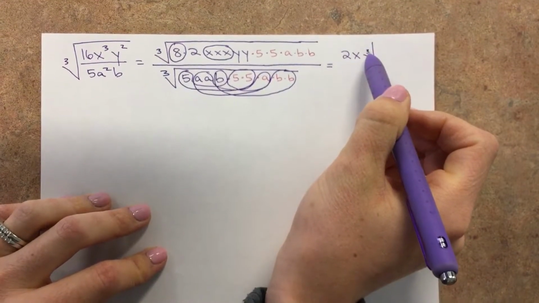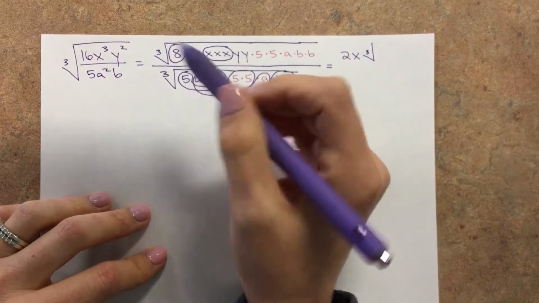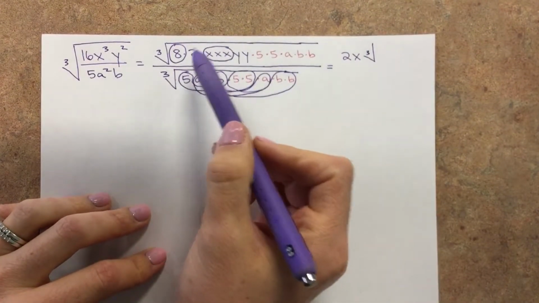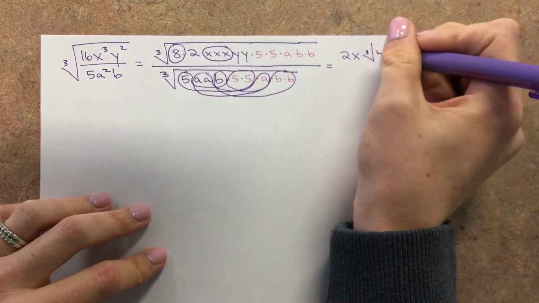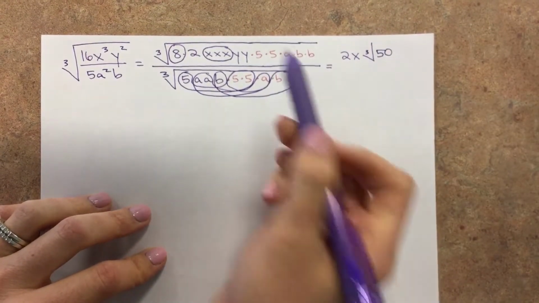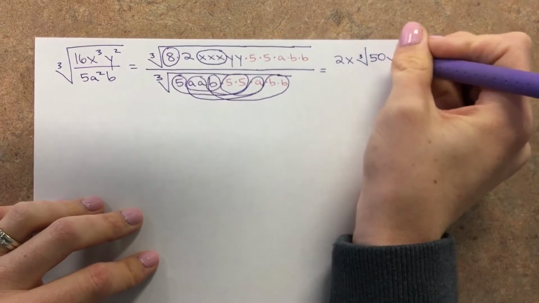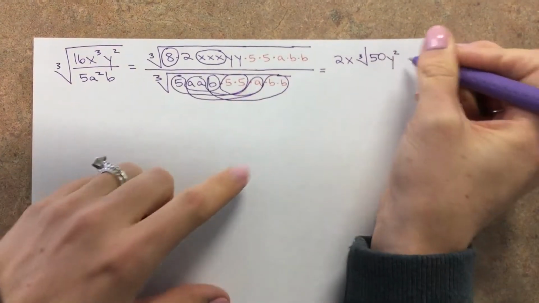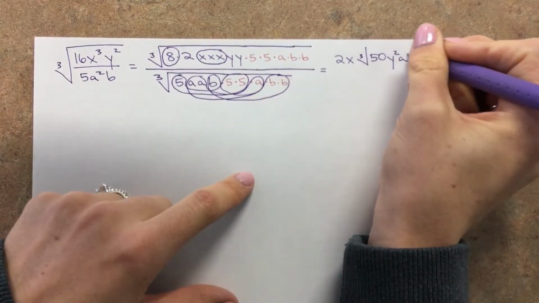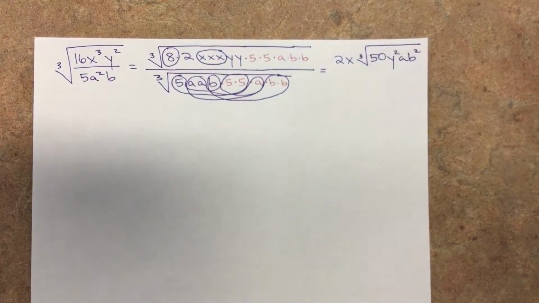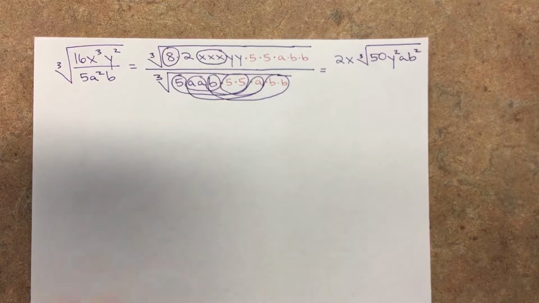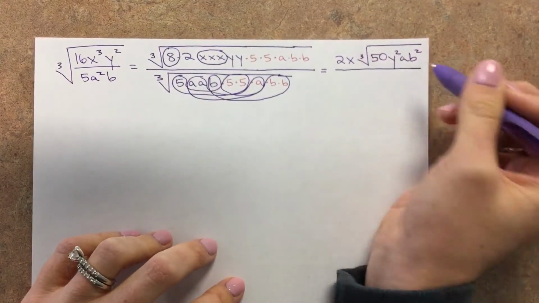Make sure you always still rewrite your index because without the 3, it's a square root, and this isn't a square root. So for numbers, I have 2 times 5, which is 10, times 5 again gives us 50. And then I have 2 copies of y, so that would be a y squared. I have 1 copy of A, and I have 2 copies of B. Okay, so those are all the leftovers. Those are all the things that did not come in a set of 3, so I had to leave them under the radical.